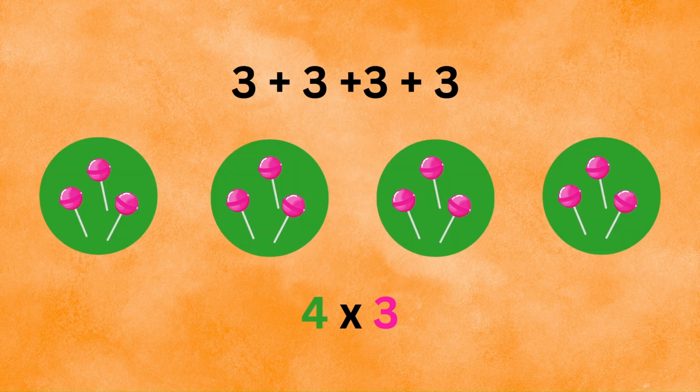Let's say you have 4 boxes. Inside of each box, there are 3 lollipops. There's 2 different ways to figure out how many lollipops you have in total. The first way is you can add them all up, which could take a long time. The second way is by simply multiplying the number of boxes by the number of lollipops in each box. This leads you to 12 lollipops.